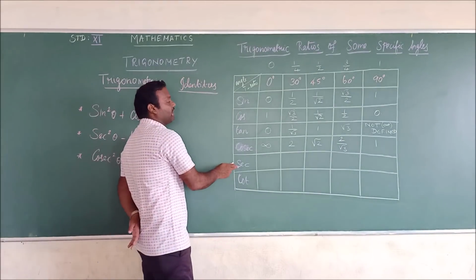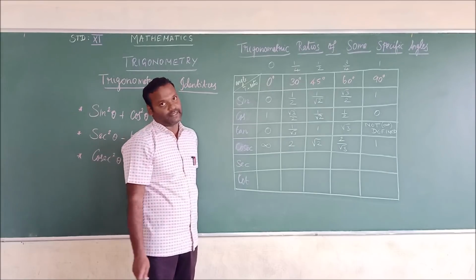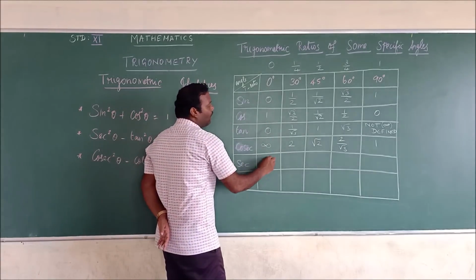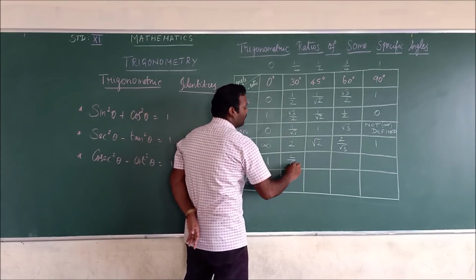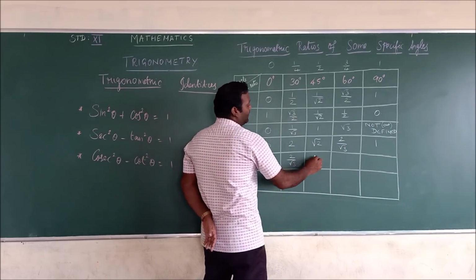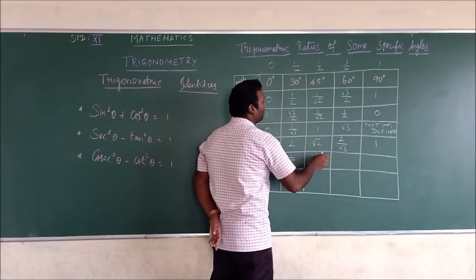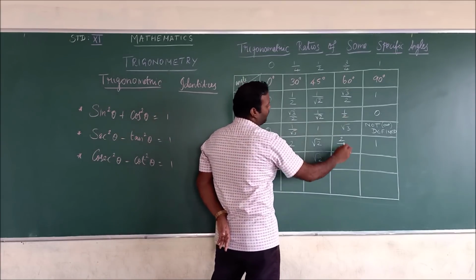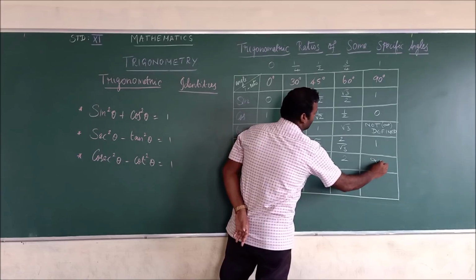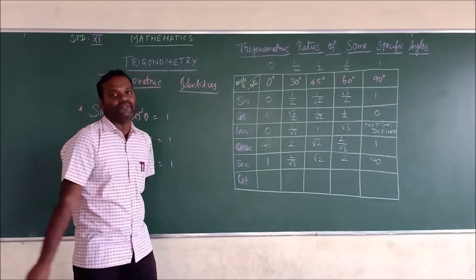Okay. Next, secant. Secant is the reciprocal of cos. You have to reciprocate the values. 1. When you are reciprocating this, you will get 2 by root 3. And the next value, what is that? Cos theta value 1 by root 2, you will get root 2. Next, reciprocate this. 1 by 2 is 2. When you are reciprocating 0, you will get infinity.